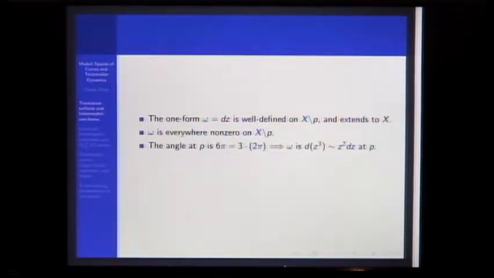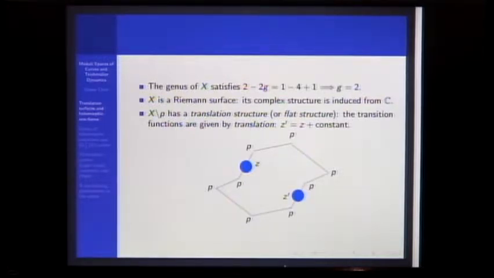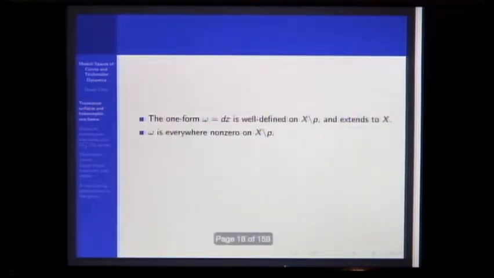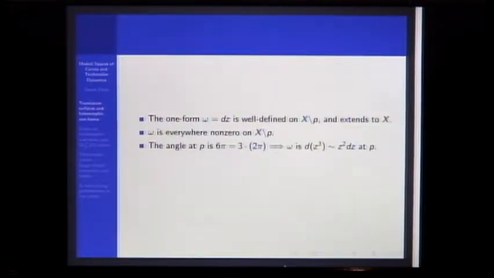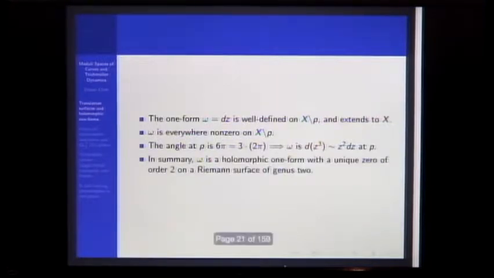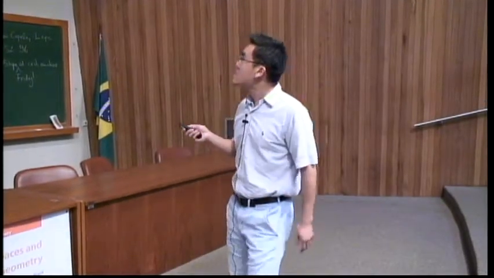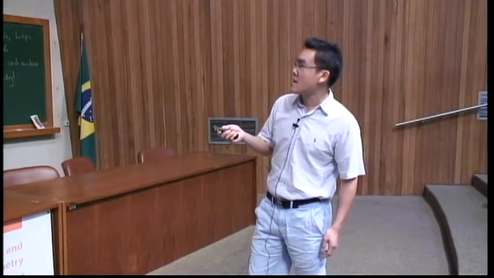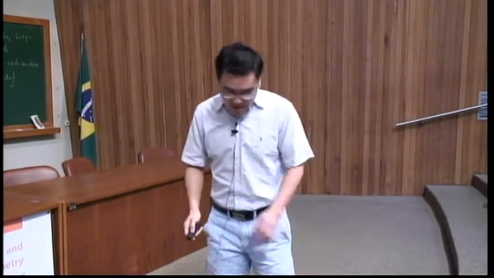And what happens at this special point P? This is an octagon. If you have learned high school geometry, you know the total angle from the octagon at the vertices is 6 pi, right? So 6 pi is 3 times 2 pi. It's an integer multiple of 2 pi. That tells you omega locally should be the differential of z cubed, because 3 corresponds to the exponent 3 for z. If you differentiate, you just get, up to a scalar, z squared dz at P. That tells you P has to be a double zero of omega. So in summary, from this translation structure, this flat polygon, you read off a one form omega on this genus 2 Riemann surface, and it has a double zero of order 2 at the vertex P.